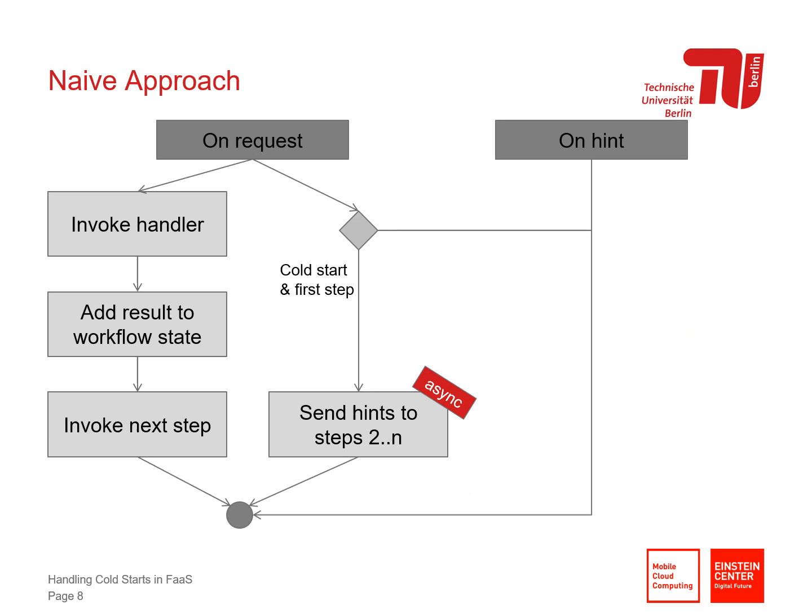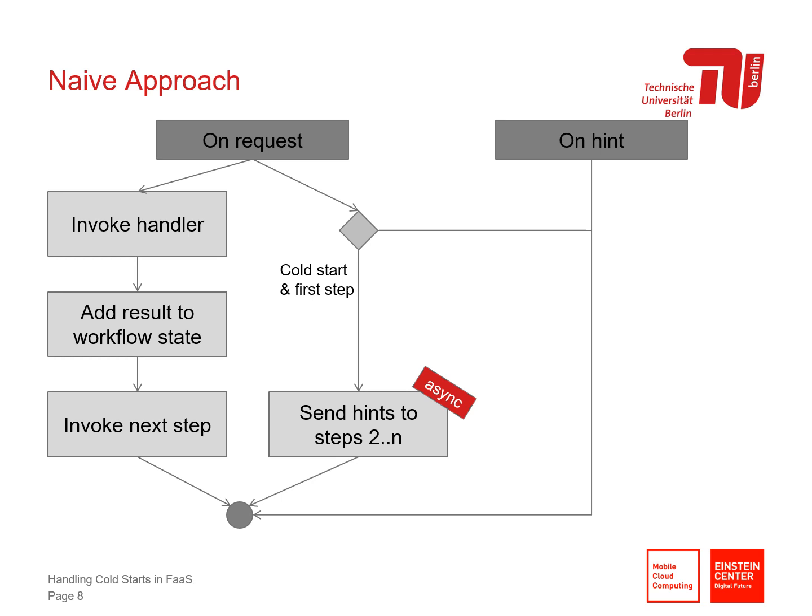In that middleware, there are two different events that can trigger actions. First, when we get a request to execute a workflow. When that happens, we do two things in parallel. First, we start executing the application handler which executes the actual function code. Then we package the result of that function execution into a workflow state object and pass that on to the next function. In parallel, we check whether it was the cold start and whether it was the first function. If both conditions are met, we send out a hint message to all other workflow steps. Of course, we do that asynchronously so as not to block the workflow execution.